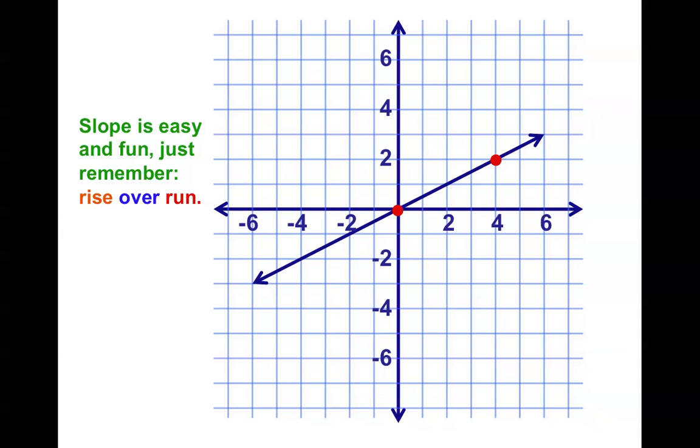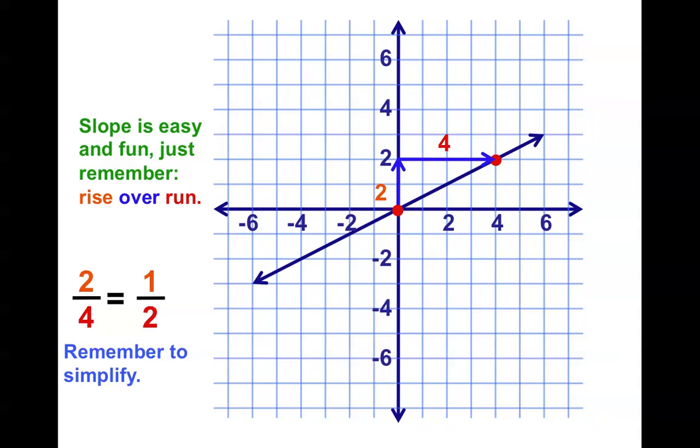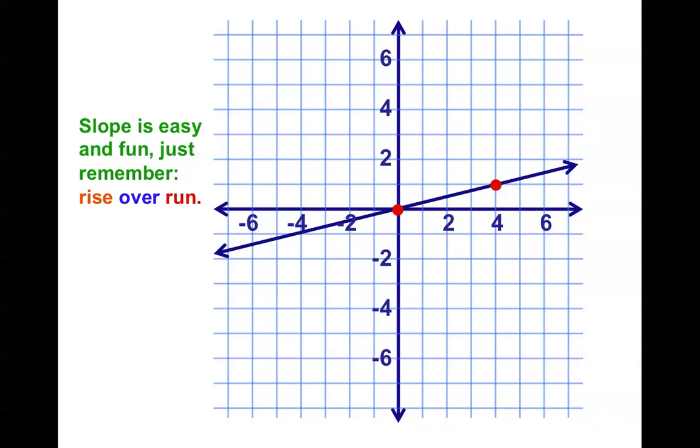In this one, what would the slope be? All right, I'm back. Notice once again we're going to rise 2, and then I'm going to run 4. I get 2 over 4, which would simplify to 1/2, because that would get me rise 1, run 2, rise 1, run 2, rise 1, run 2, rise 1, run 2. What would this one be? All right, I'm back. Rise 1, and then run 4. Slope is easy and fun. Just remember rise over run, you get 1/4.